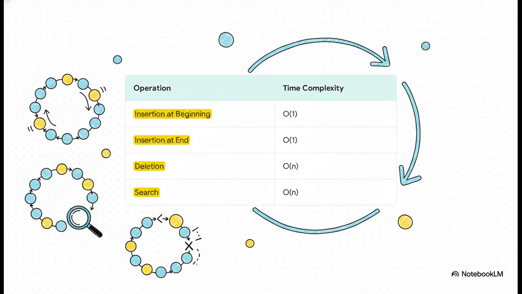Deletion, though, that's a different story. To delete a node, you first have to find it, which might mean you have to look through the whole thing. So in the worst case, that's linear time, or O(n).